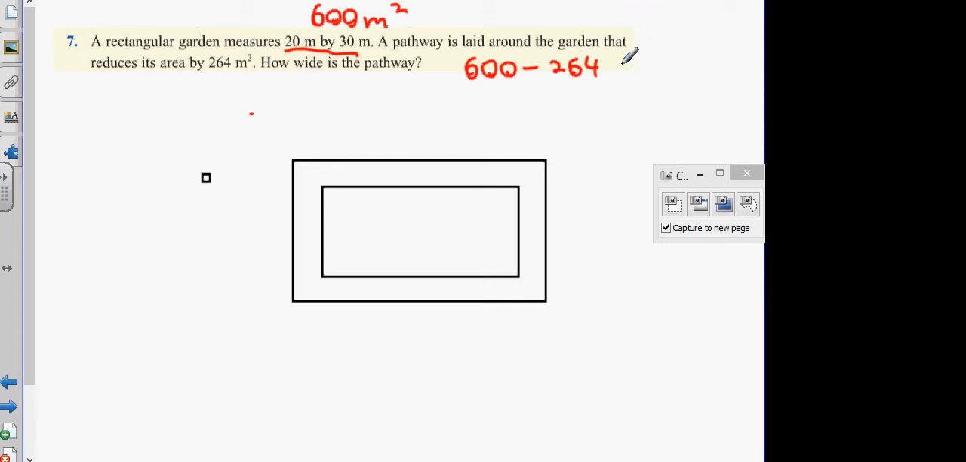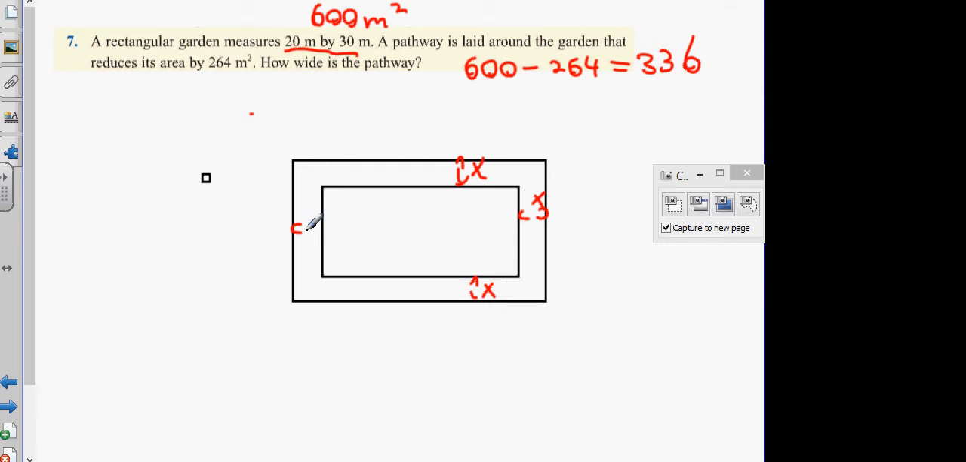336. Now, I'm going to make an assumption about the pathway. What assumption do I have to make about the pathway? It's the same width all the way around. Otherwise I just wouldn't be able to do the question. It'd be impossible. So I'm going to assume that the pathway is x wide.